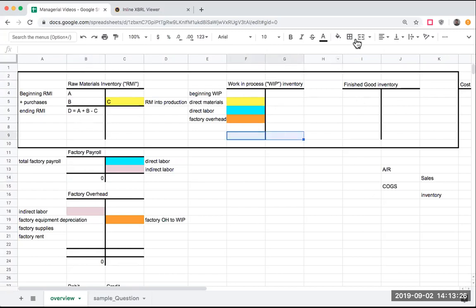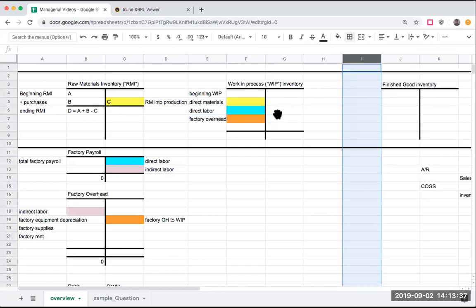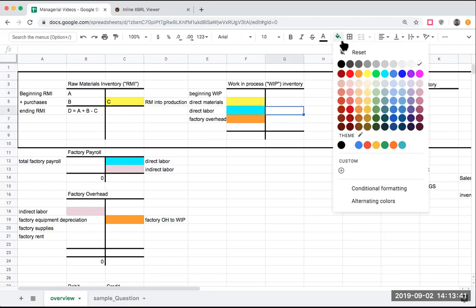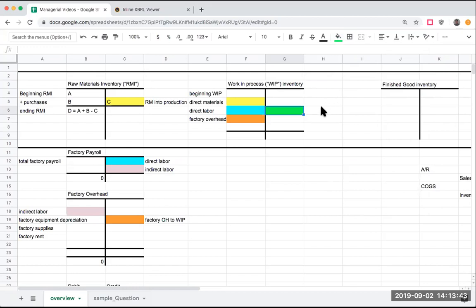So when I get to my work in process inventory, I have my beginning work in process plus direct materials plus direct labor plus my factory overhead. And what's going to happen here? Well, during the period, I'm going to be completing items. And when I complete these, this is what we call our cost of goods manufactured.